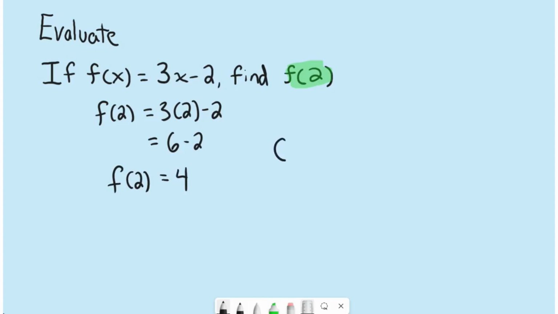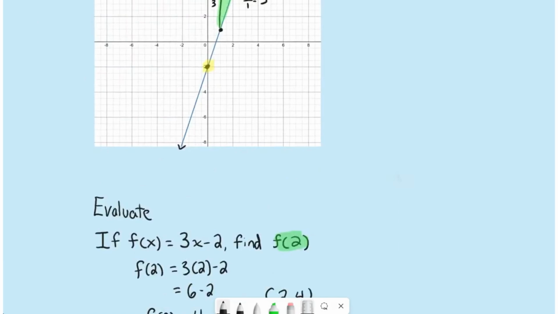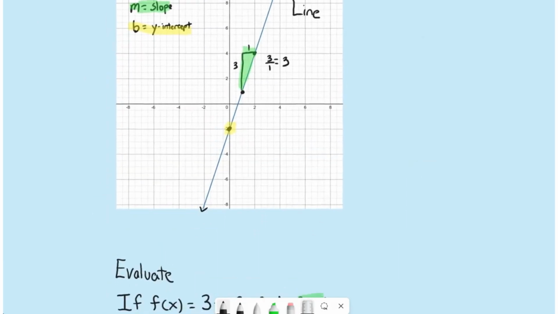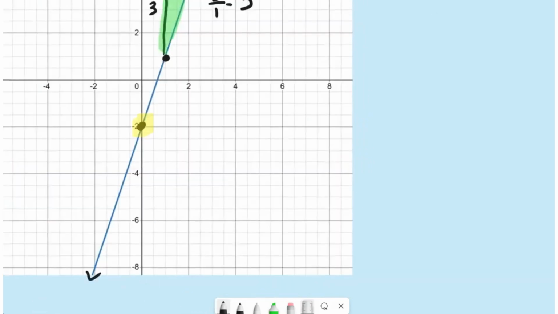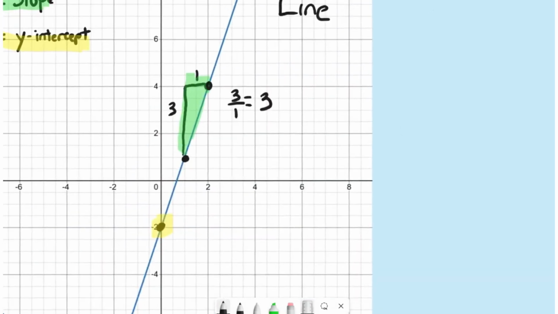So that means on this graph, if we had an x value of 2, we'd have an output or a y value of 4. And I'll go back up here and we will see that exactly. As a matter of fact, it's right here where I made the line, which is at this point. That is (2, 4). Okay.